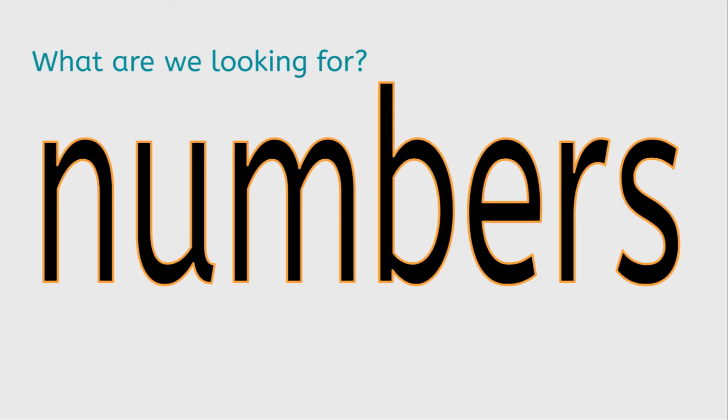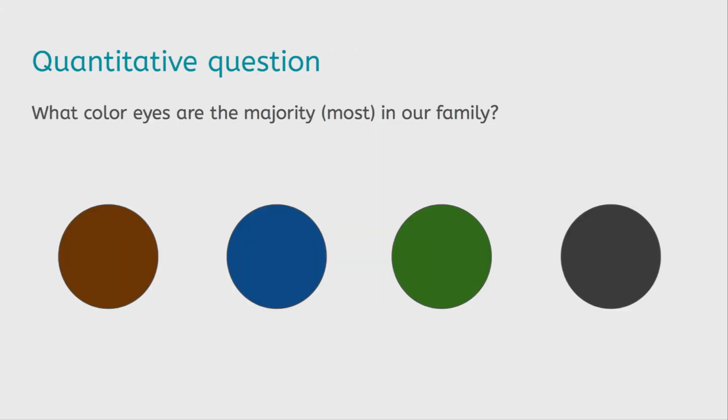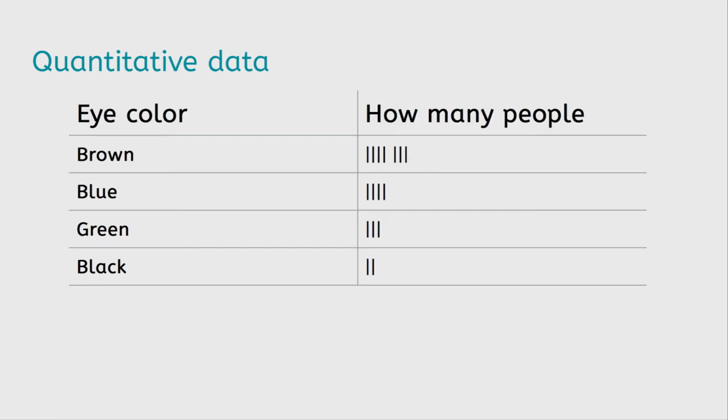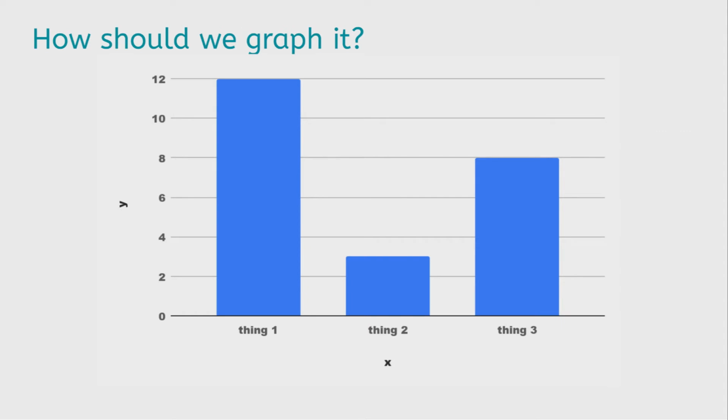Now it is time to remember that we are asking a quantitative question, a question that is about numbers. And in the case of our question, we want to know what eye color is the majority or occurs the most in our family. But this table is kind of hard to read, so let's use a graph to make it more clear which eye color is the majority in our family. We can use a graph like this one. It's called a bar graph.